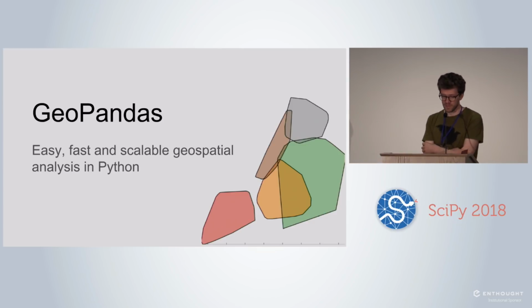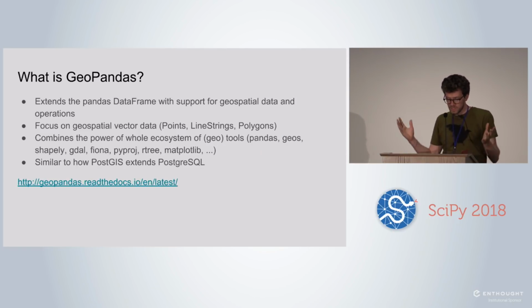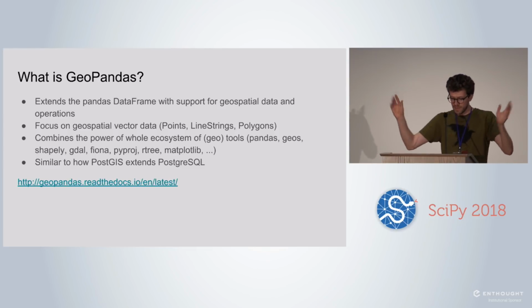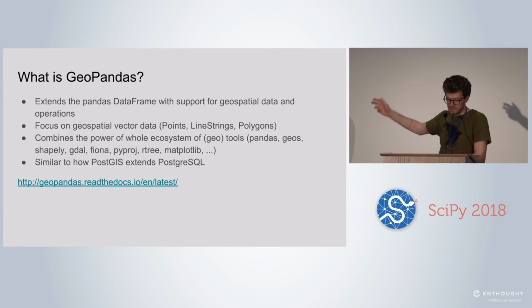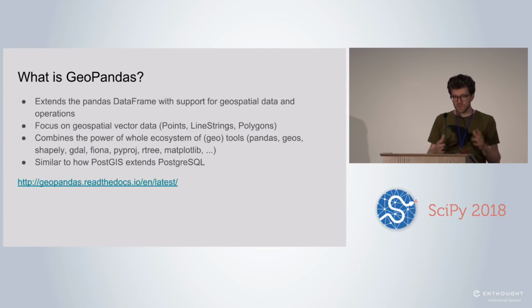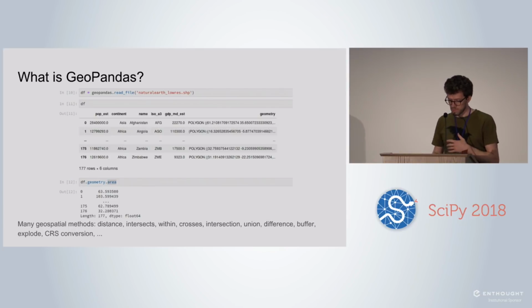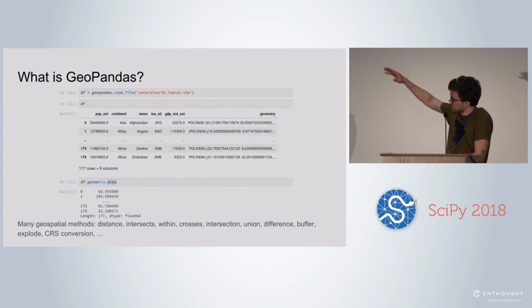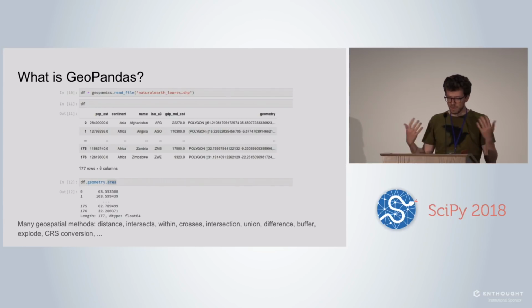Okay, so I'm Joris. I'm going to show you GeoPandas, which I gave a nice tagline: easy, fast, and scalable geospatial analysis in Python, which is somewhat true. What is GeoPandas? It extends the Pandas data frame with support for geospatial data, but with a focus on vector data. So if you have points, line strings, polygons, think shapefiles, and it combines many existing libraries under the hood. It's very similar to how PostGIS extends PostgreSQL. So you have a data frame with a geometry column, and then many of the geospatial methods are available on this object.